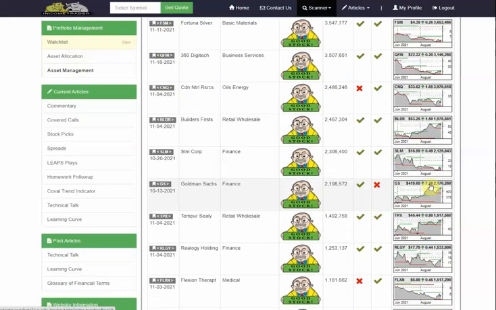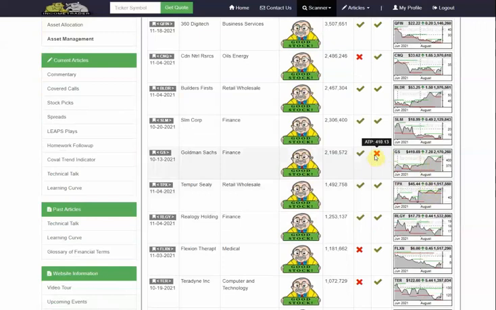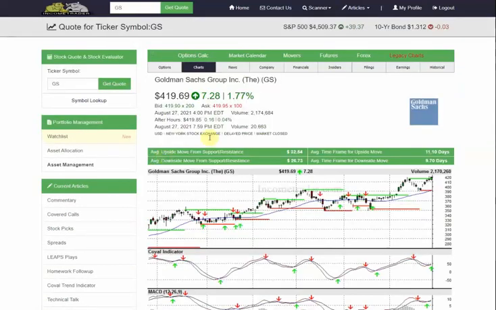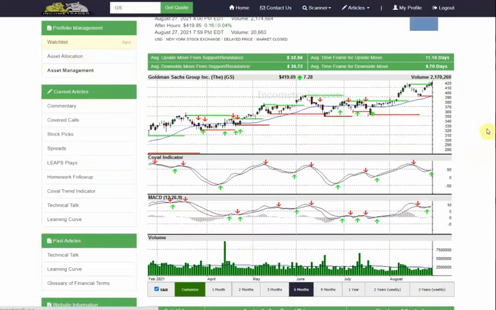But if I go down here, I can see this is Goldman Sachs. It's trading around $419 a share. Analysts say it's worth about $410. The fair value is $558. It's a good stock. Let's click on GS, Goldman Sachs. By the way, the banks are doing well right now. So how does this stock look?